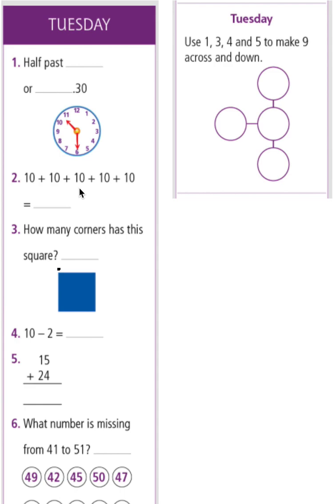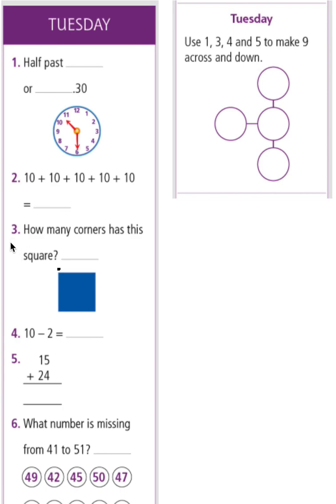10 plus 10 plus 10 plus 10 plus 10. How many tens? 1, 2, 3, 4, 5. So we're counting up in tens, and I know you're all really good at counting up in tens. So you're going to count up in tens 5 times to get your answer.